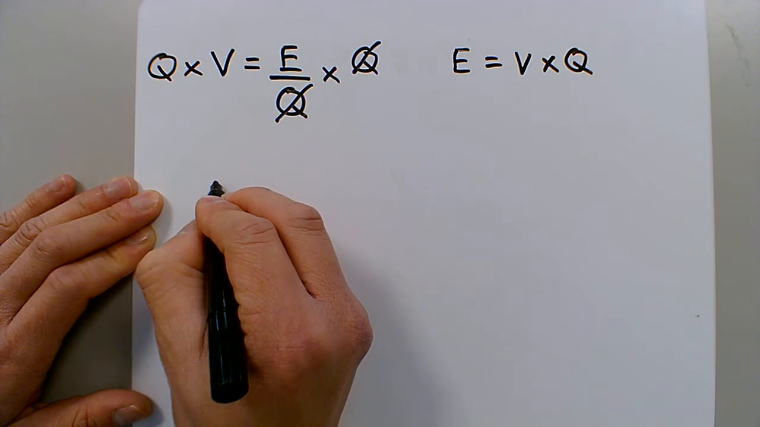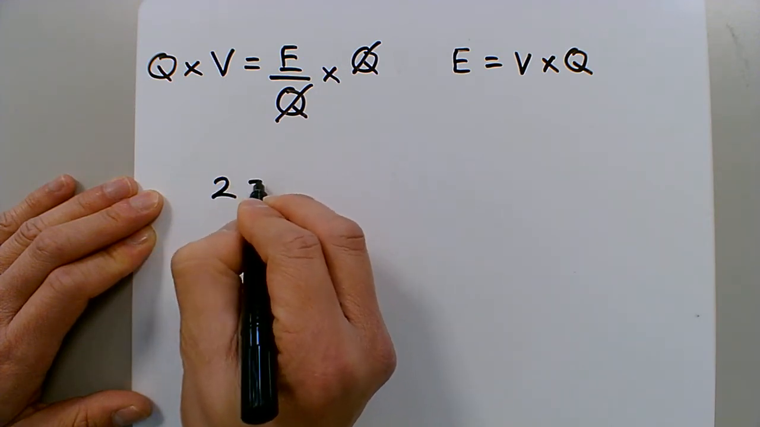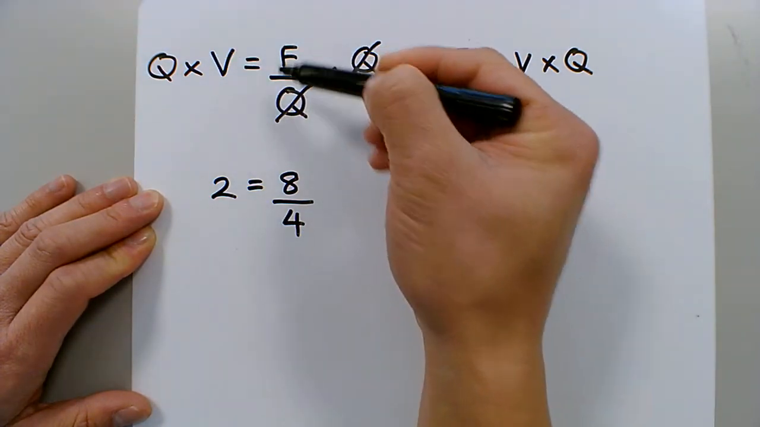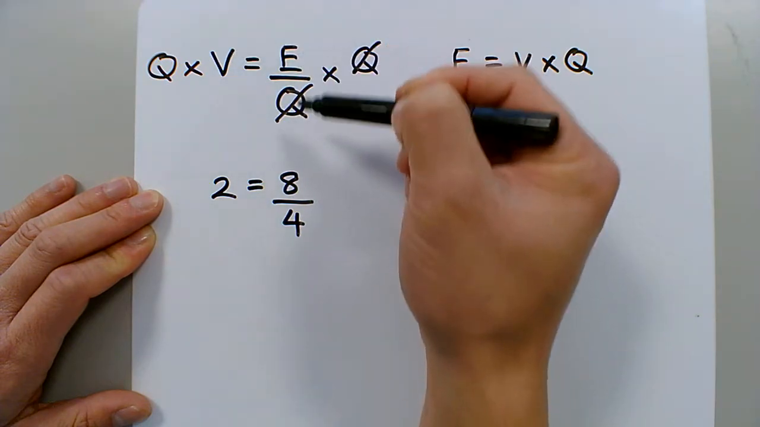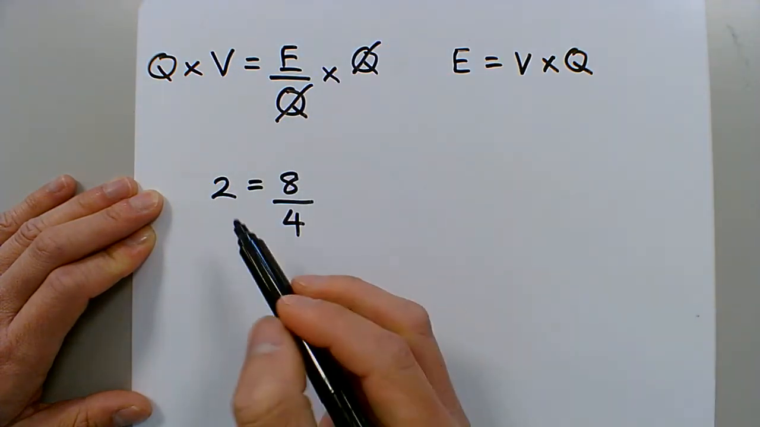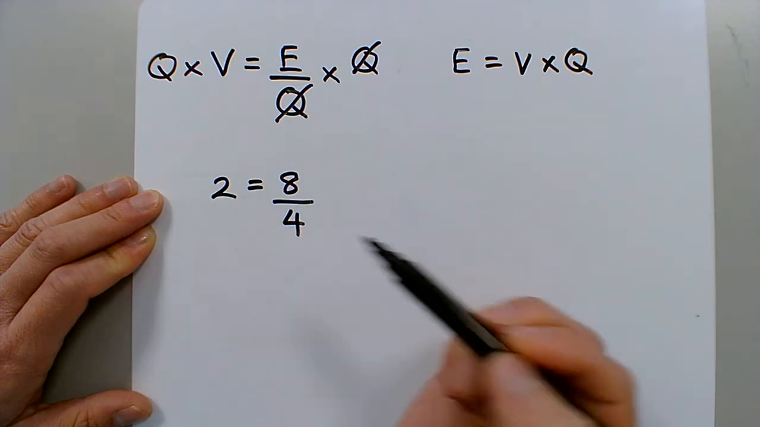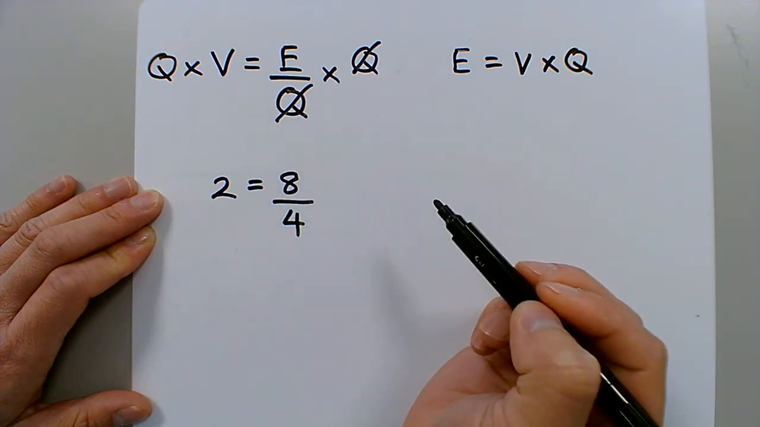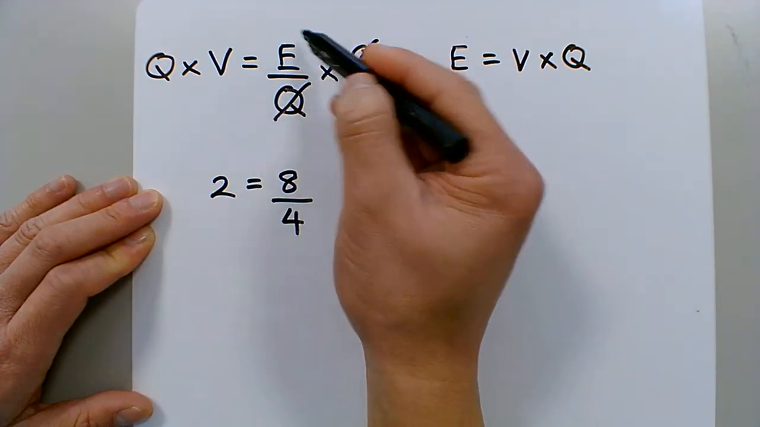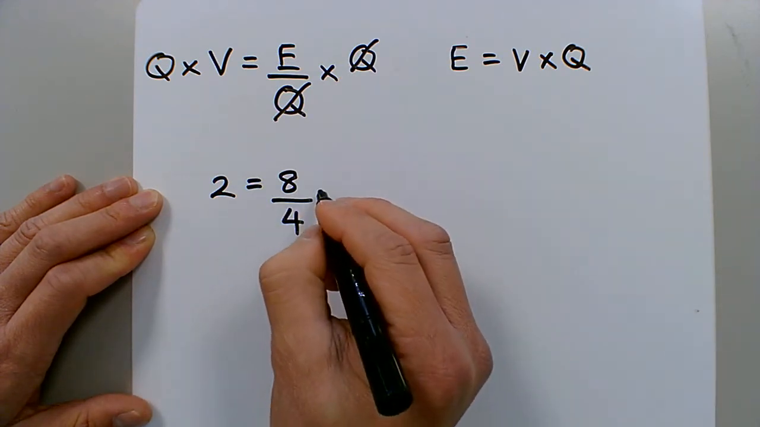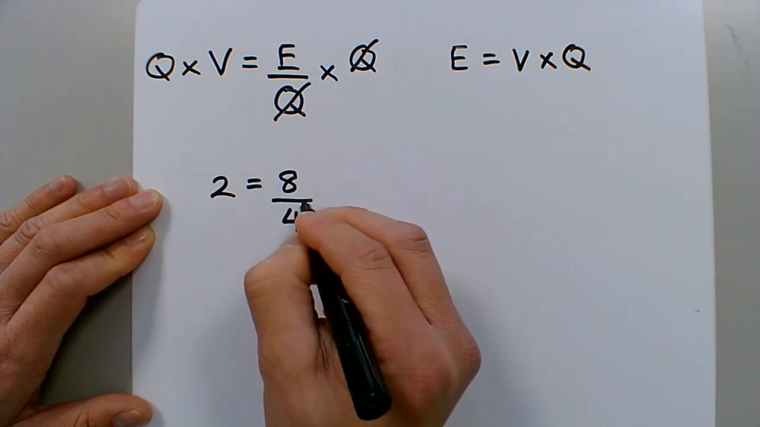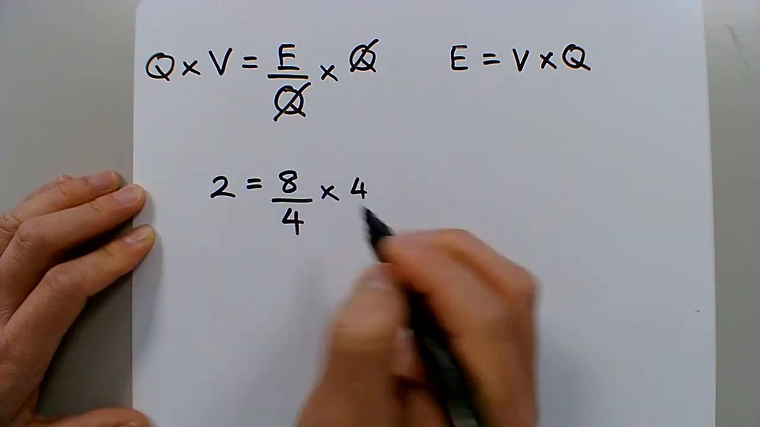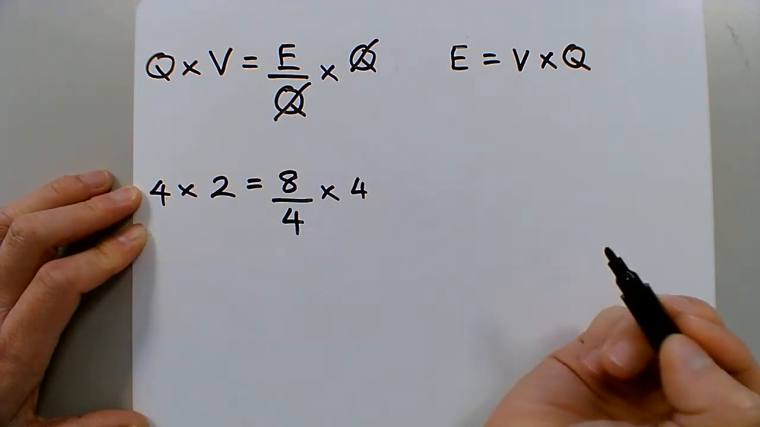let's rewrite this as 2 equals 8 over 4. So I've replaced the letters that I have with numbers this time. We know that 8 divided by 4 is equal to 2. If I want to make 8 the subject in a similar way to what I did up here, making E the subject, I do the opposite of what I'm doing here. So here, the opposite of division is multiplication, and whatever I do on the right hand side, I do on the left hand side.